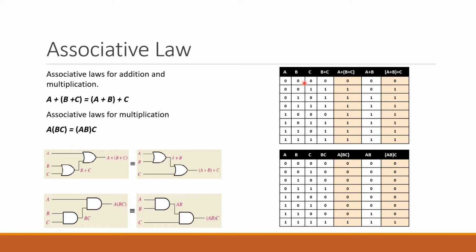Here we have three inputs, so that we have 8 combinations of inputs. So here we calculate the b plus c and a plus b plus c, and a plus b, then a plus b plus c. So we get a plus (b plus c) equal to (a plus b) plus c. The values for these two are same. The same way we can apply this for multiplication. Here is the truth table for multiplication.